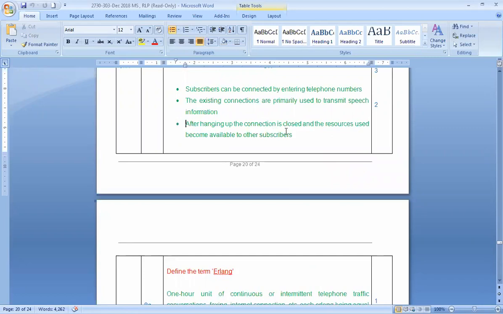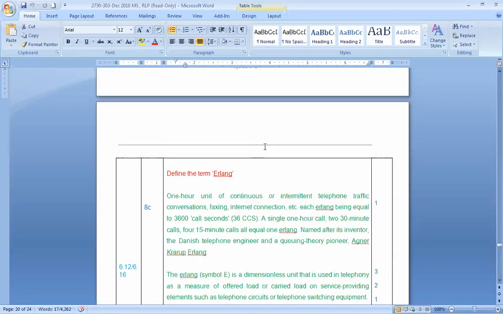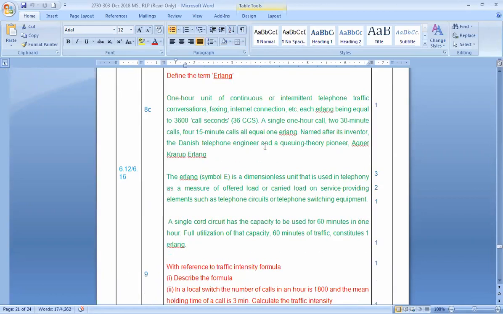After hanging up, the connection is closed, and the resources used become available to other subscribers. It is just like what we are using right now, the time based, right? So if you're occupying the channel for some time, then after a certain threshold limit, that would be disconnected, and it will be allocated to someone else, and the channel which was allocated to someone else will be allocated back to you when you try to establish a call, right? So this is how things work out with the connections done from one user to another, right?